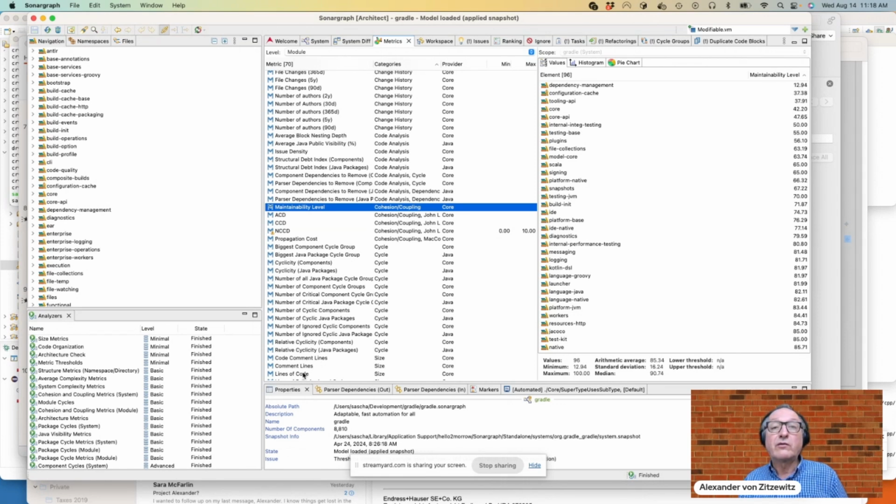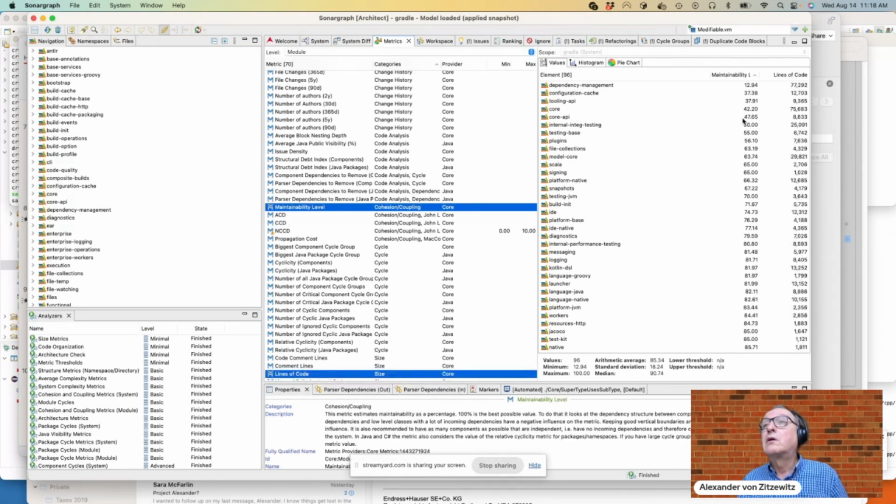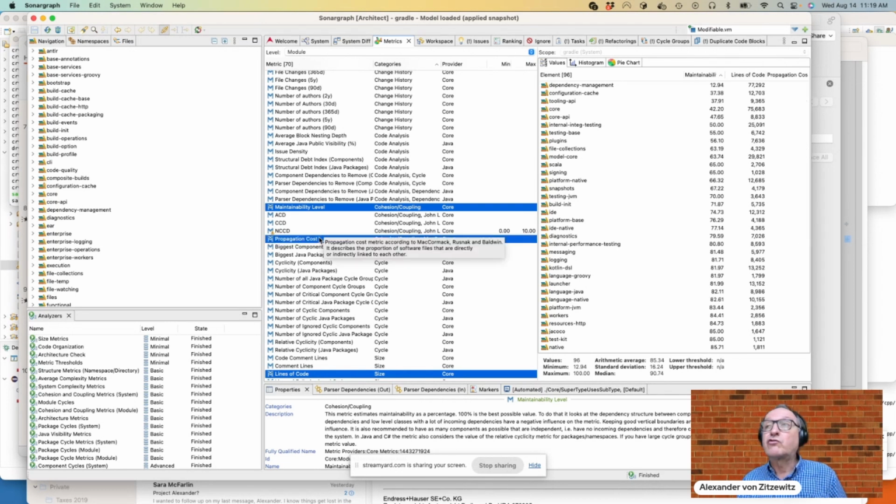I can add lines of code as a second metric. So in this case, we have 77,000 lines of code. Unfortunately, it's also our biggest module. And maybe we can also add propagation cost just for fun. Propagation cost is not too bad here in dependency management, but maintainability level is low. Let's see where it comes from.